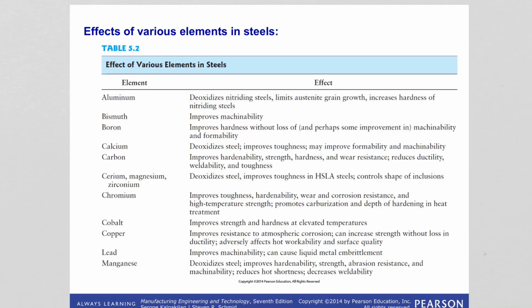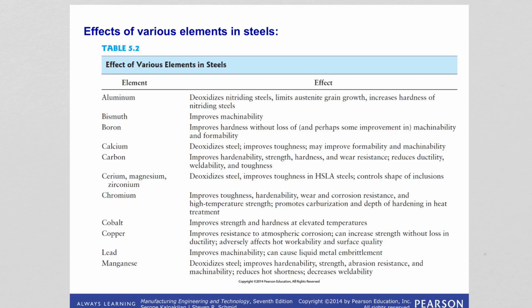So as we said, various elements are added to steel, basically to obtain different properties. We can change hardenability, strength, hardness, toughness, wear resistance, workability, weldability, machinability by the addition of different elements. These all depend on the composition. And of course, addition of elements can have beneficial effects as well as detrimental effects.